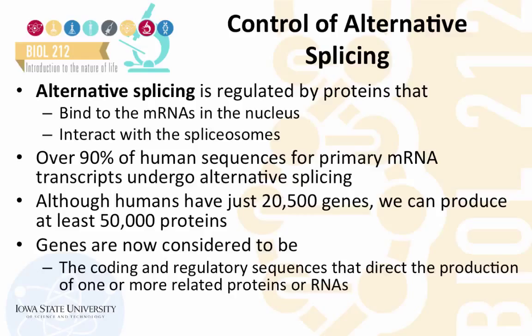And alternative splicing is one of the mechanisms that allows this diverse population of proteins to be made within the cell. Based on these findings, genes are now considered to be the coding and regulatory sequences that direct the production of one or more related proteins or RNAs.